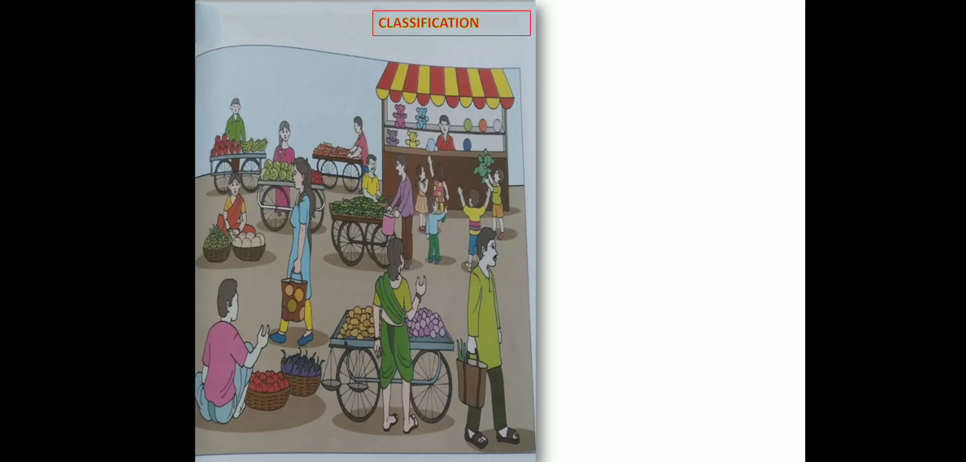Here we have a weekly market. I'm sure many of you have been to a market. And we are going to answer the questions, that is, we are going to classify. Classification means to group them according to the same kind. Like all girls together, they become one group. Boys together becomes another group. That's an example of classification. Now let us observe this picture and fill in the empty boxes, that is, fill in the answers.